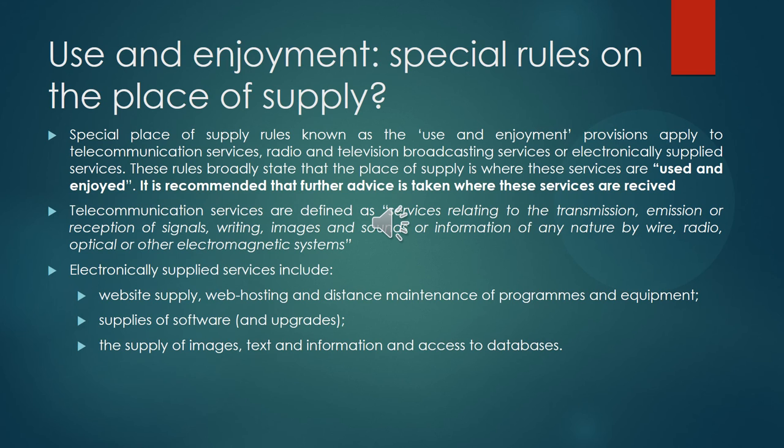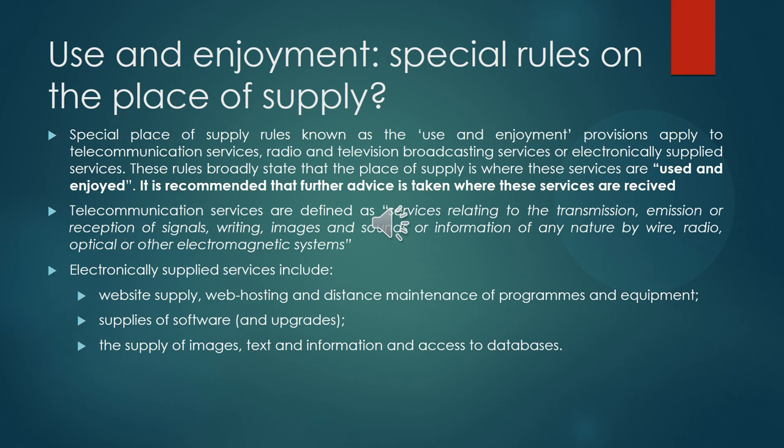Now, what is the exception? It's called the use and enjoyment exception, which basically means that you have to account for VAT where those services are used and enjoyed, not necessarily where the customer is established. Now, I'm not really going to get into it because it doesn't come up that often. But I've got a more detailed example on the slide, which you guys can read through.